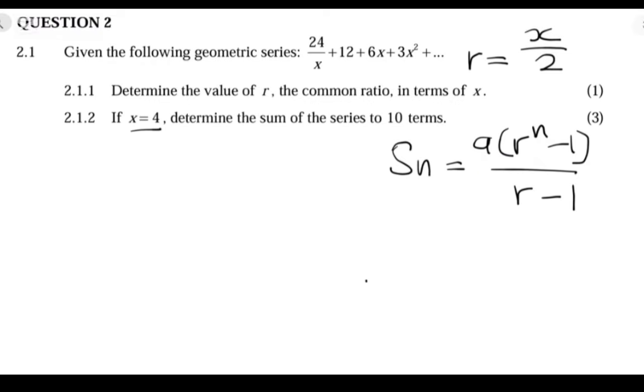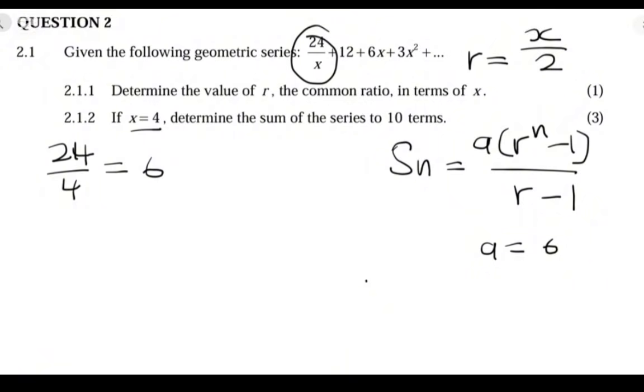So what is our first term here? How can we find the first term? Since they've given us the value of 4 for x, we can say 24 divided by 4 gives us the first term. So 24 divided by 4, if you put this in a calculator, we're going to get 6. So it means that our a is equal to 6, because to find the first term, we just substitute that 4 there.